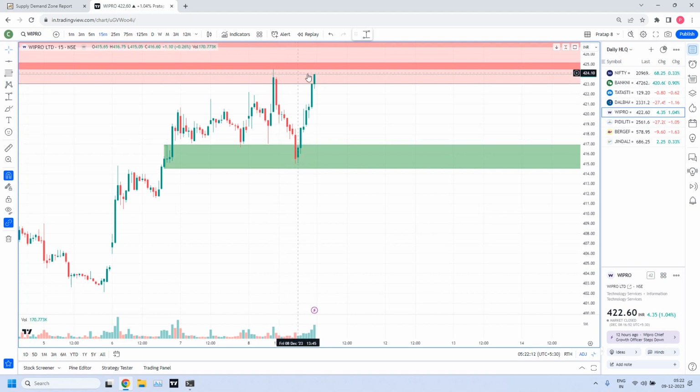And from this 1 minute supply zone till this 15 minutes zone high, the total profit is 11,250 rupees, which is 9.96% return on the investment. We got this trade at 11:30 today, and it reached the target at the 13:30 candle. In just 1 hour or less than 1 hour, this trade is completed.